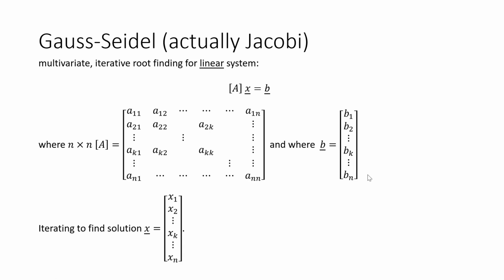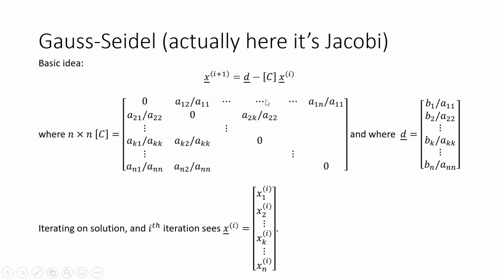Gauss-Seidel, and actually I'm going to talk Jacobi here, that's an iterative method for solving a linear system where you don't have to invert the A. So if inversion is too much for you, you can solve it this way iteratively. And you might have an n by n A matrix, and then you'll have a B column, and then you'll have an X column, the thing you're looking for. And the idea behind Jacobi is that you iterate and you have some current idea of what your solution is, and you multiply it by a C matrix and subtract that from a D vector, and that gives you your next position to consider.